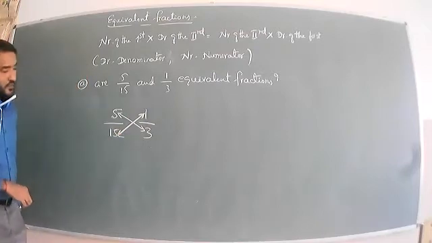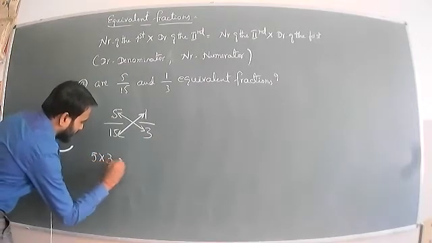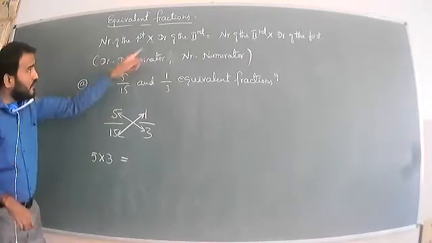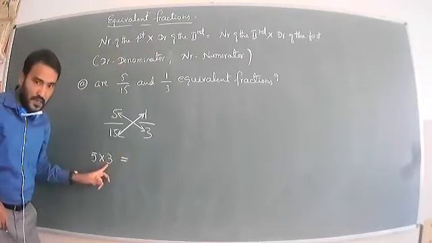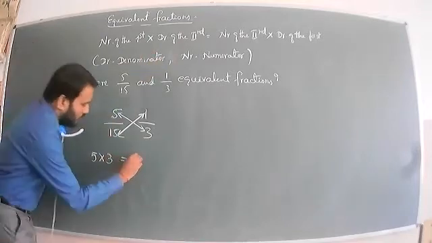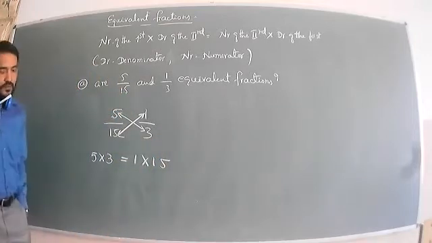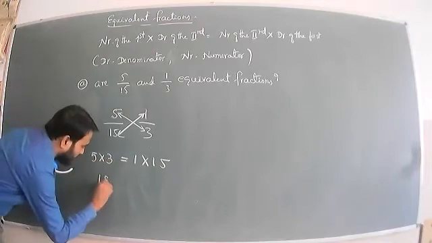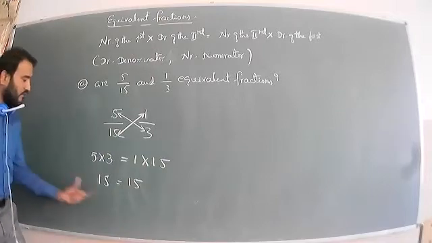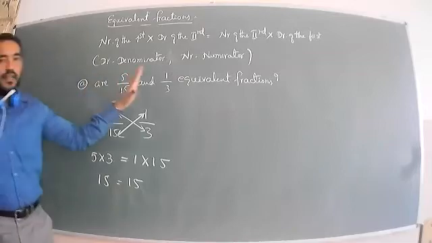Multiply these numbers. So first 5 into 3. Understand, the numerator of the first is 5, the denominator of the second is 3. Next, the numerator of the second is 1, into 15. Multiply. So we get 5 times 3 is 15, 1 times 15 is 15. So the values are equal. So these fractions are equivalent fractions.